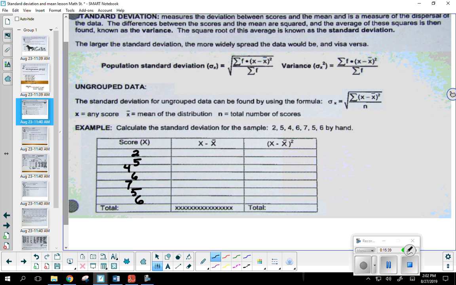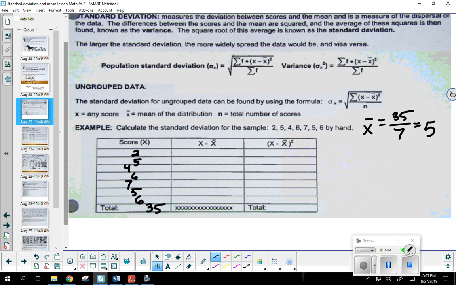So 2 plus 5 plus 4 plus 6 plus 7 plus 5 plus 6 gives me 35. I'm going to take that sum total, 35, and divide it by the number of terms, which is 7. So my mean is 5. This is why I generally like to create a table, because it organizes everything so nicely for you. It's very unlikely that you'll make a mistake that way, compared to just randomly doing it on your paper.